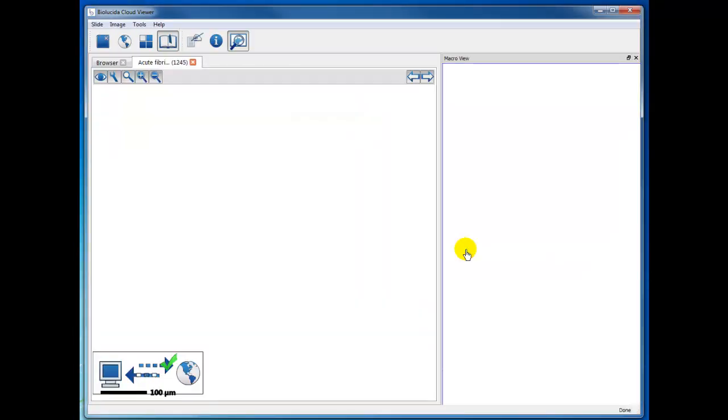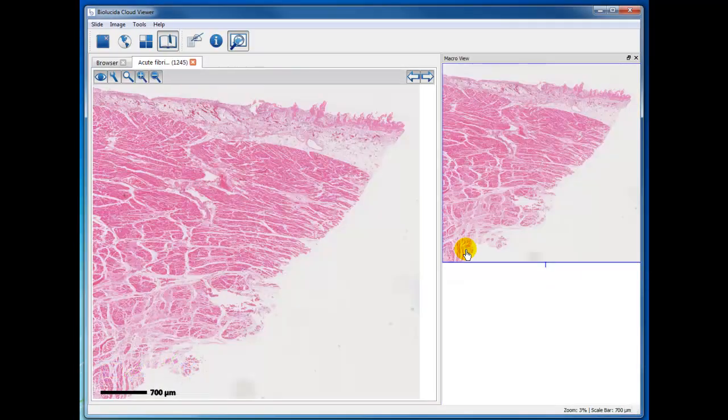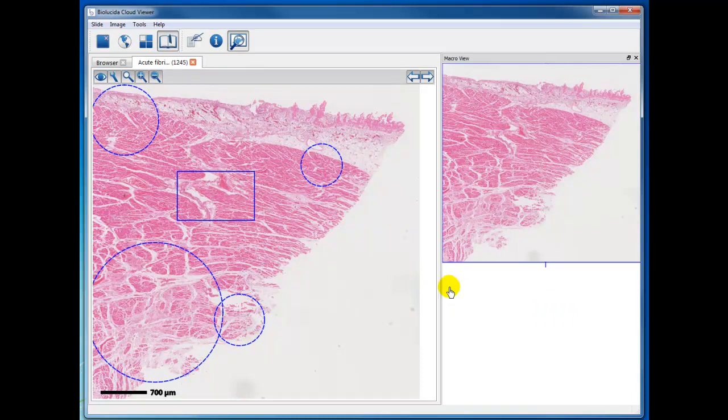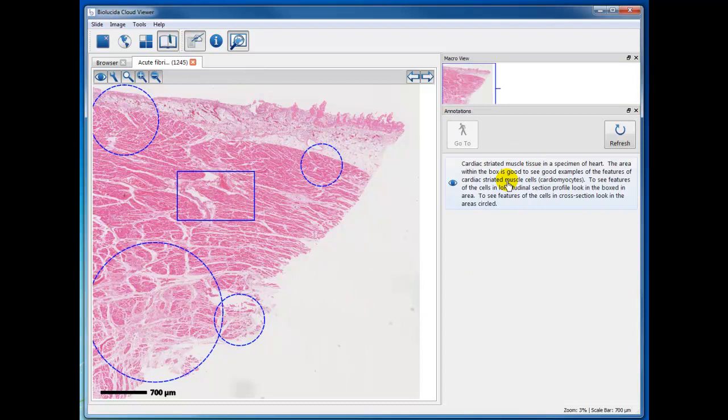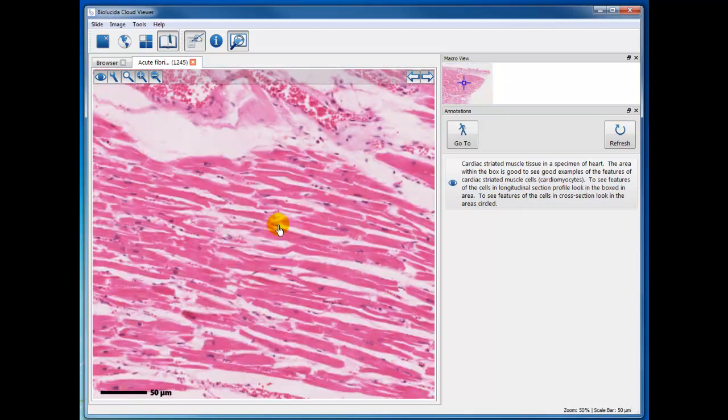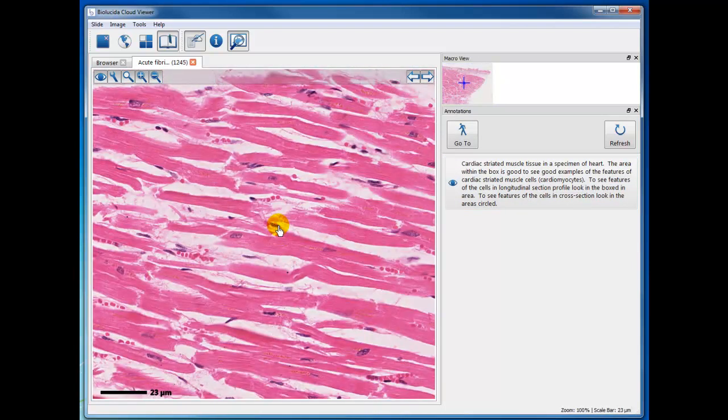So when we look at this specimen, in the annotations we have provided areas where you can find the best cross-section and longitudinal section. First of all, in the box you'll find pretty good longitudinal sections, and here is a branch of a cardiac muscle cell, which is typical. You see the nucleus is in the center of the cell.